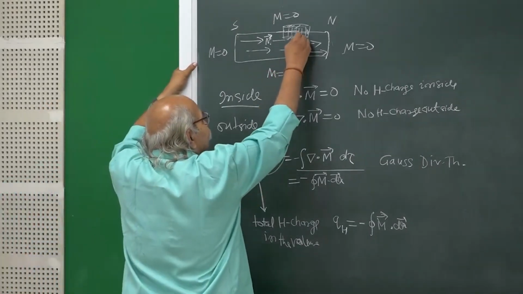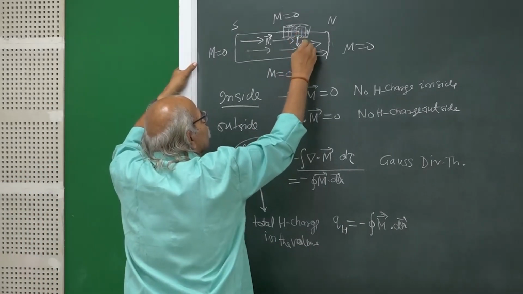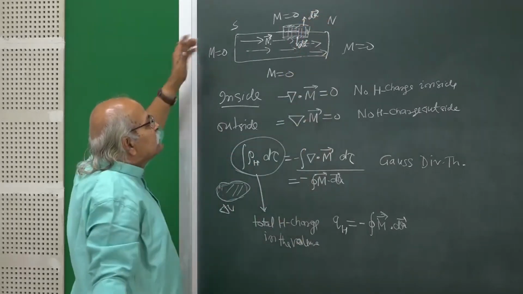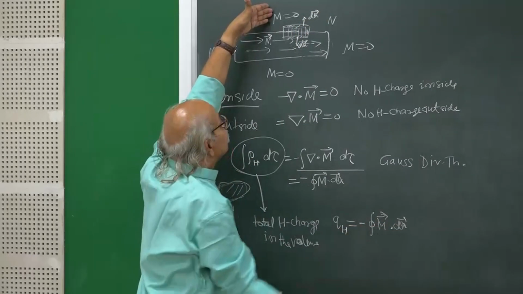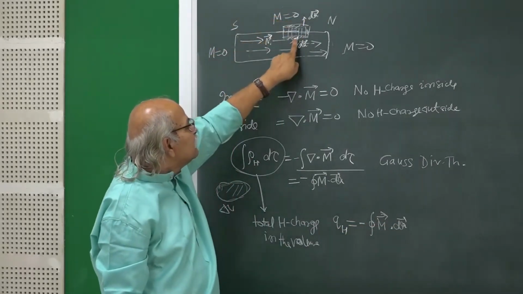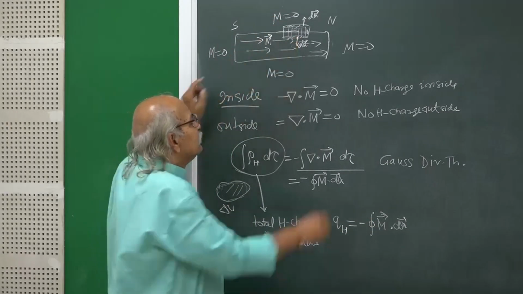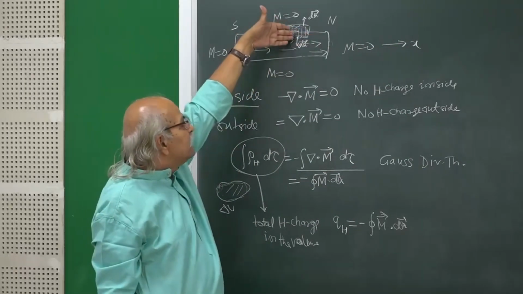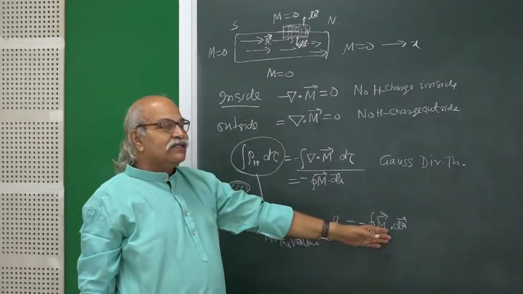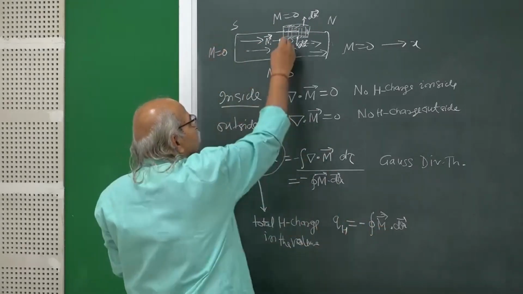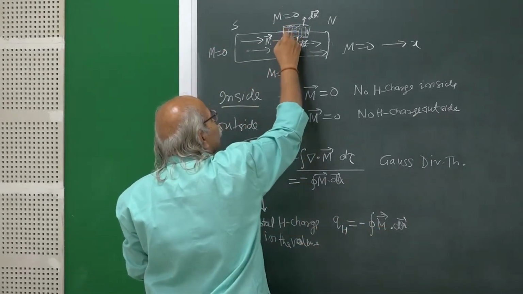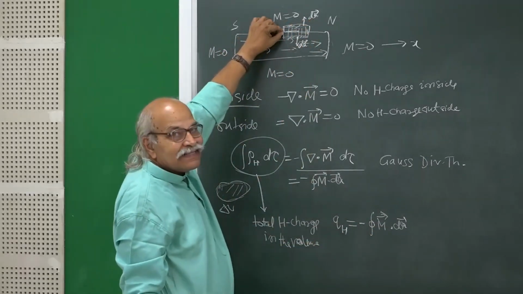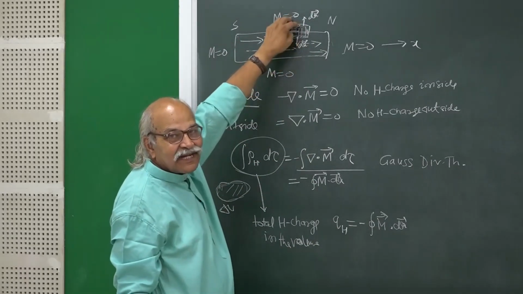What is the dA vector? Here the dA vector is in this direction, here the dA vector is in this direction. M is anyway 0 outside, so no question of M dot dA on this surface. Here M is not 0, but M is in, let us say, the x direction, and dA is perpendicular to that. So, M dot dA is again 0, and here also if you take, then we can take this height very small, just inside the surface and just outside the surface.